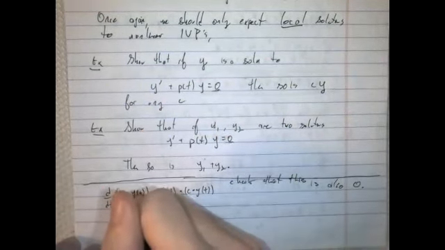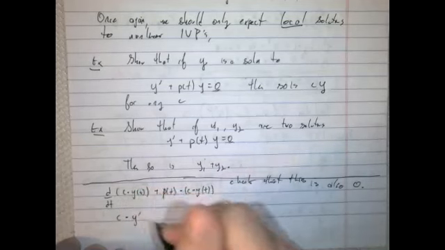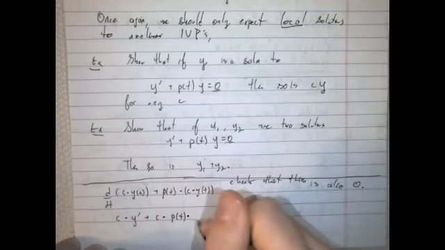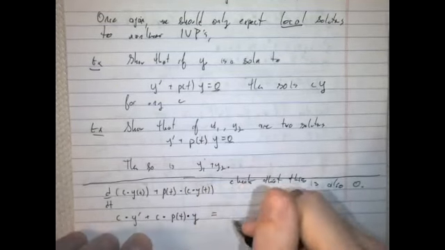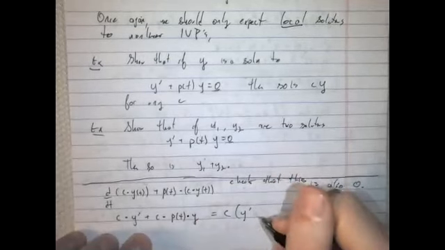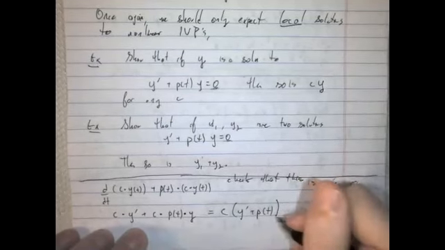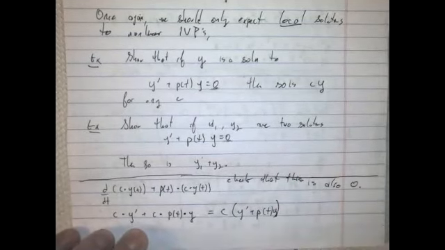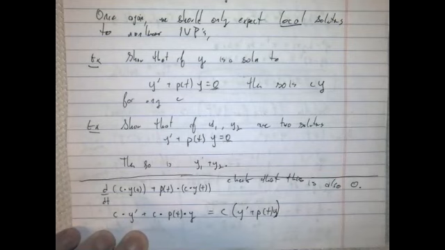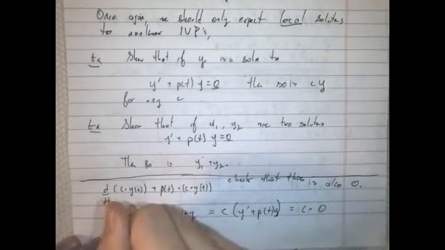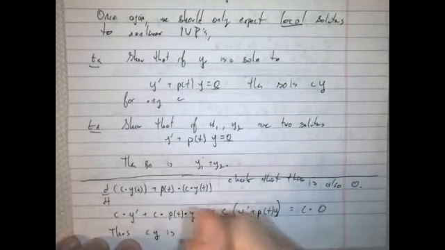Well, this is just c times y prime plus c times p of t times y, which is equal to c times y prime plus p of t times y. But what is y prime plus p of t times y? 0. Yeah. Thus, cy is also a solution.